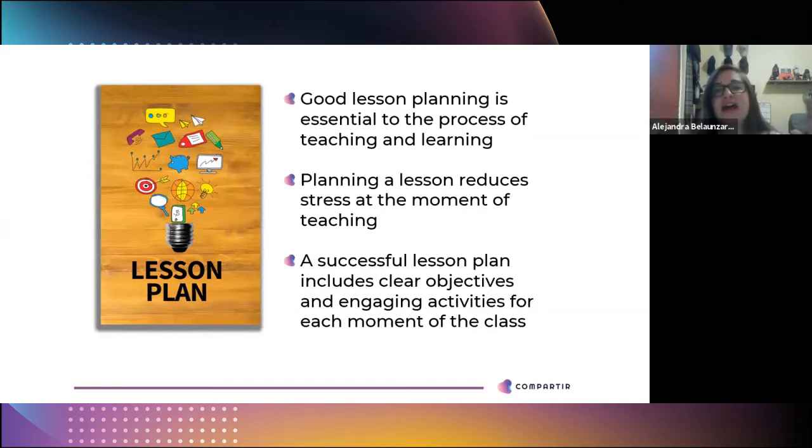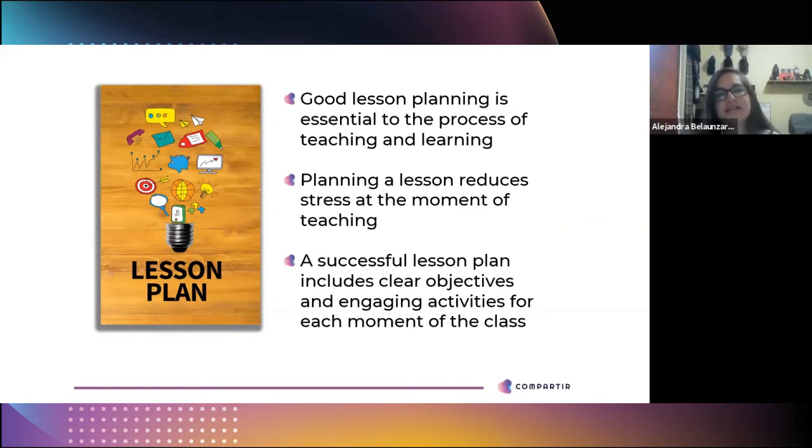So the idea of having a good lesson planning is mainly for me, so I can have less stress. If I stand in front of an audience, no matter the age, and I have no idea what I am going to do, that stresses me out and I am not going to be able to respond correctly.